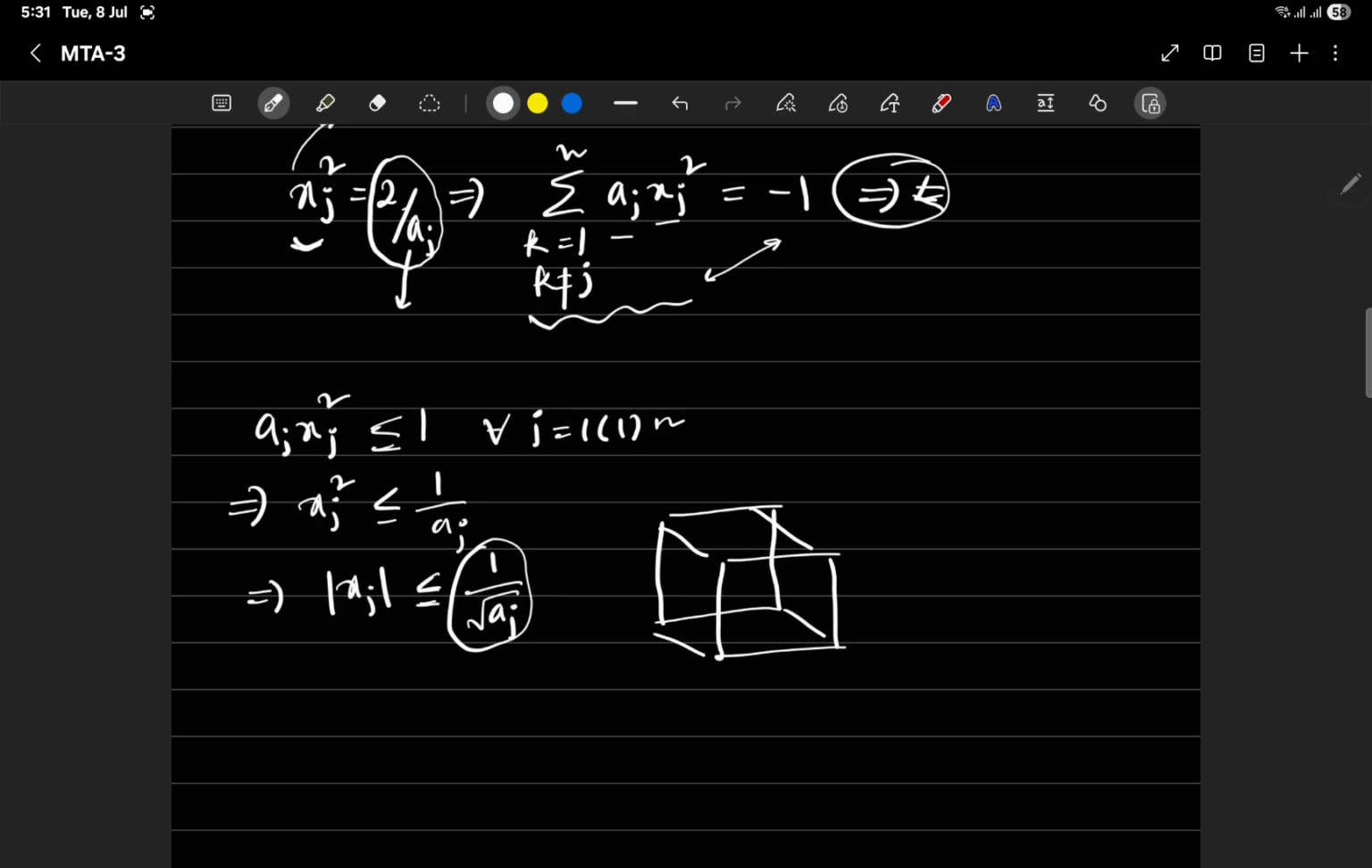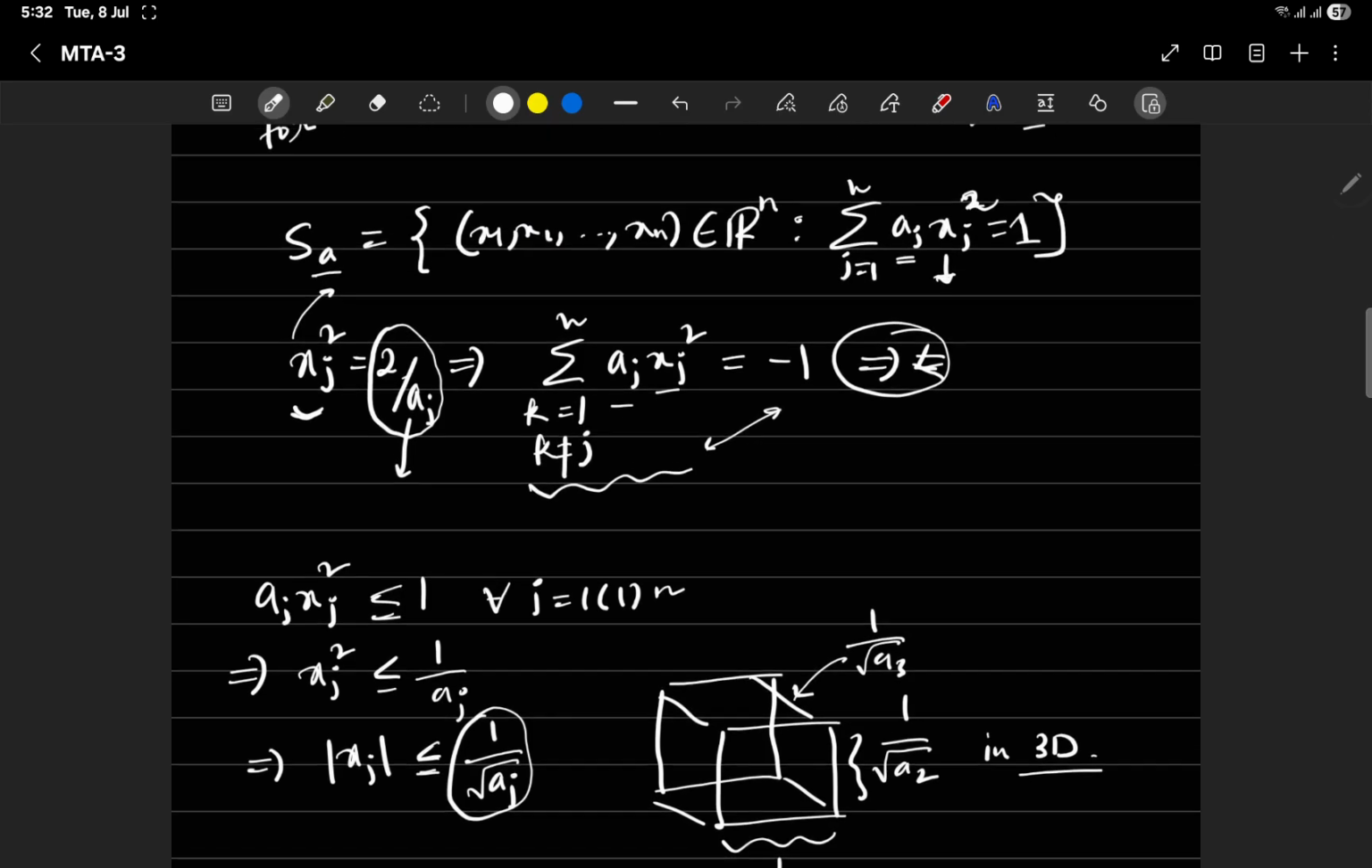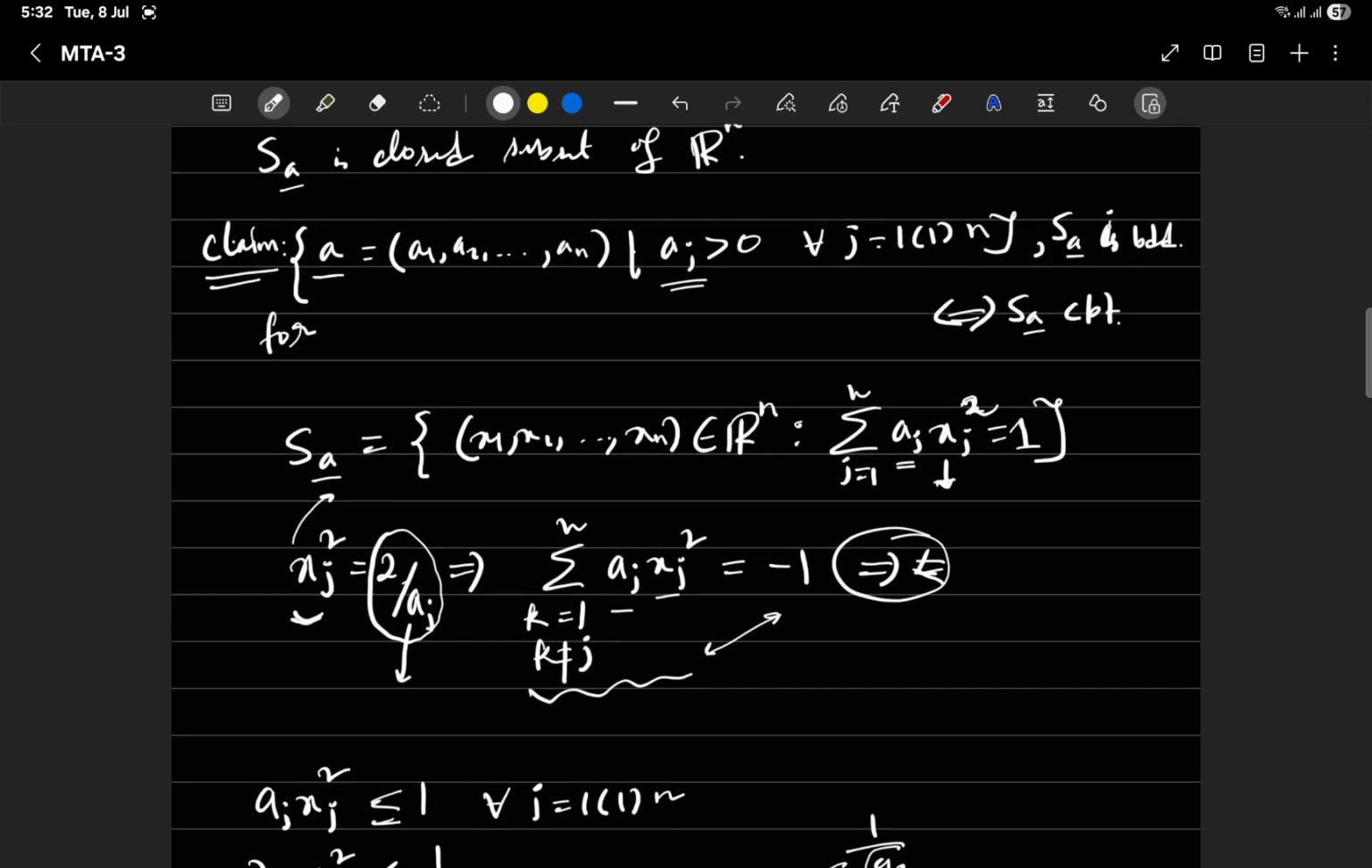Some kind of n-dimensional, obviously it is 3-dimensional, but each side, this would be 1 by root a1, this would be 1 by root a2, and this side we have 1 by root a3. This is in 3D, of course, right? So obviously this is bounded, this is easy, but I just clarify. Now this does our claim, if it is positive then never.